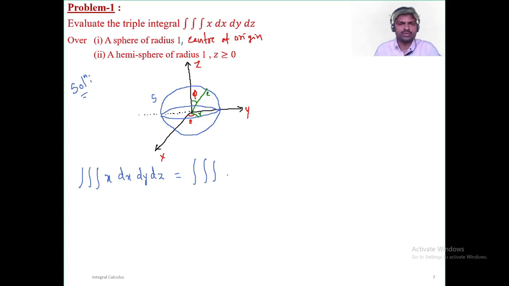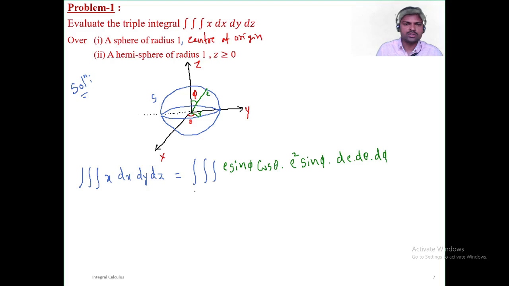Now x is equal to r cos theta, so r is rho sin phi, so x is rho sin phi cos theta, and into the Jacobian. What is the Jacobian? Rho square sin phi. So rho square sin phi into d rho d theta d phi. This is the solid of integration S.